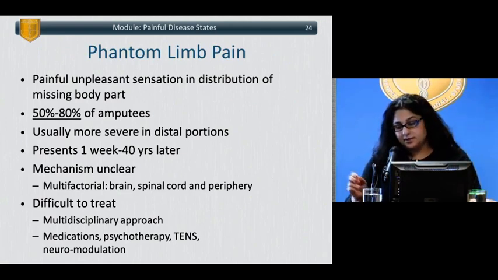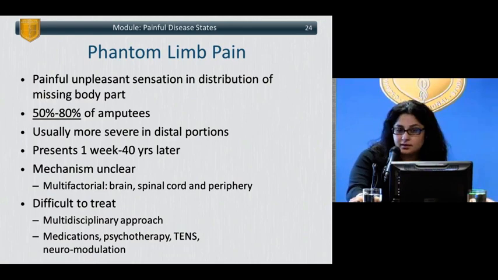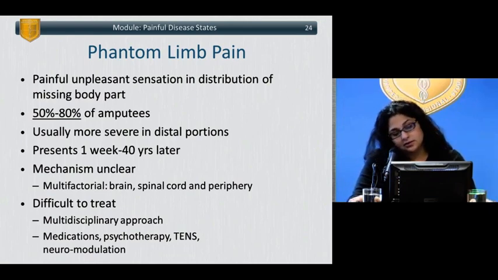Phantom limb pain. As we mentioned, some of our diabetic patients may end up resulting in an amputation. Amputation itself is not the cure and can actually lead to a chronic disease state known as phantom limb. Basically what that means is that the patients have an unpleasant sensation in the distribution of the missing body part. Stump pain can also occur after amputation, and that basically is an unpleasant sensation in the body part that is left. About 50 to 80% of our amputees can develop phantom limb pain.